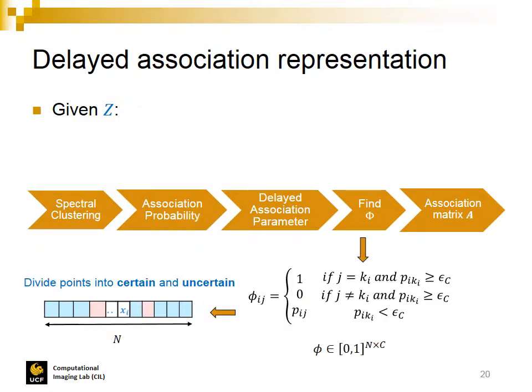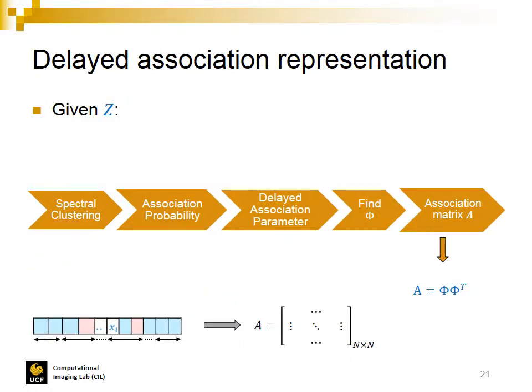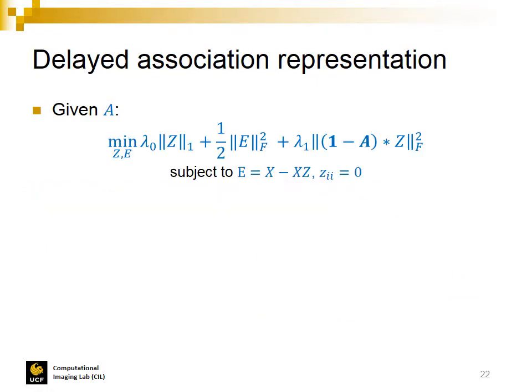Using the delay association parameter omega, we divide points into two groups, certain and uncertain, and build a soft segmentation matrix phi. Given an assignment matrix phi, we form association matrix A as an n by n symmetric matrix. By having A, we can find the coefficient matrix Z using this formula here, and then we alternate between finding A having Z and finding Z having A.